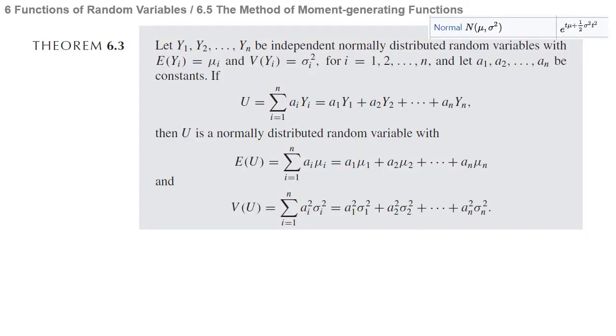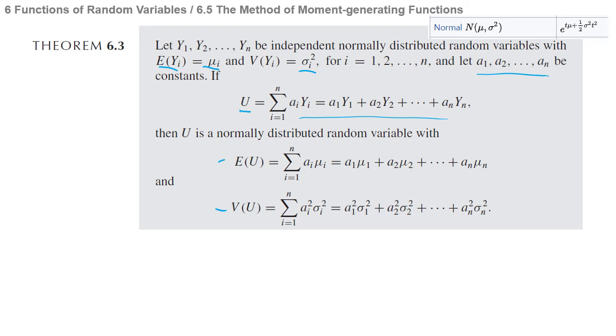Let's move on to theorem 6.3. Let y1 to yn be independent, normally distributed random variables with expected value of yi equals mu i, and variance of yi is sigma i squared. And let a1 to an be constants, and define u as this. Then u is a normally distributed random variable with these parameters.